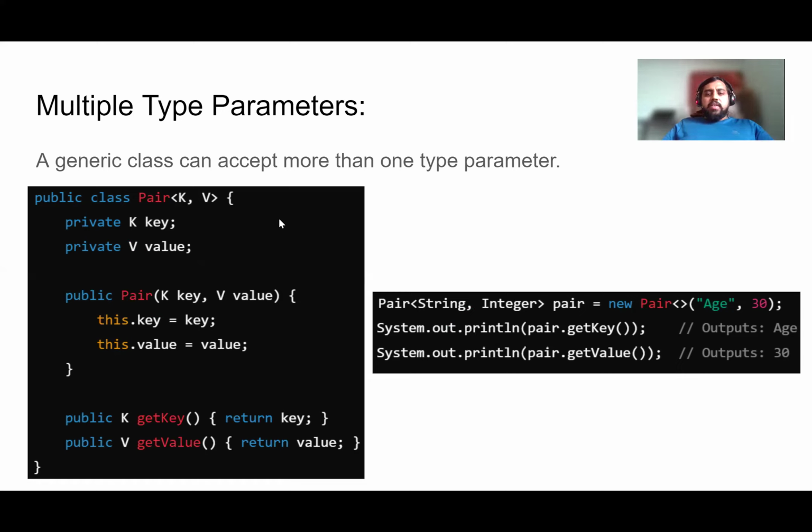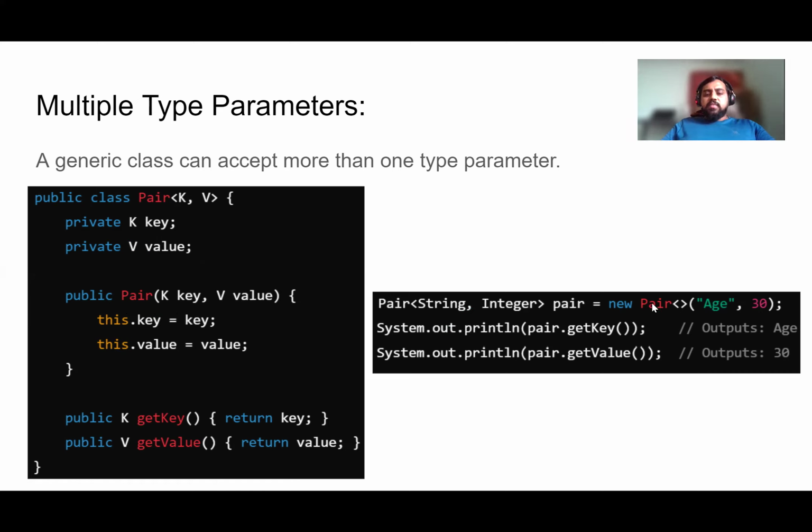Individual two datas can have different types. Suppose here last time I took it as a T, right? Now I can take it as K and V, some value, where K is the key and V is the value. I'm just writing some methods over here and some getters over here.